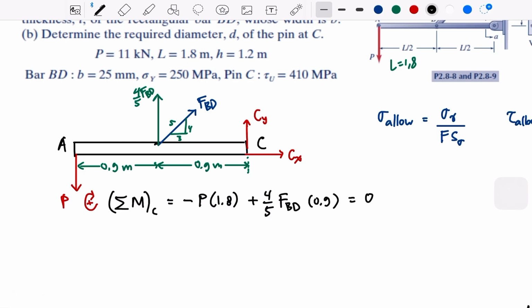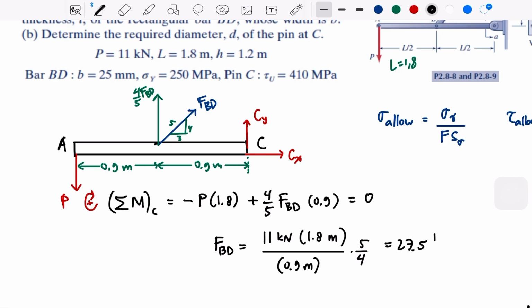P is 11 kilonewton. So 4 over 5 FBD, this is 11 kilonewton. Okay, so FBD will be 27.5 kilonewton.